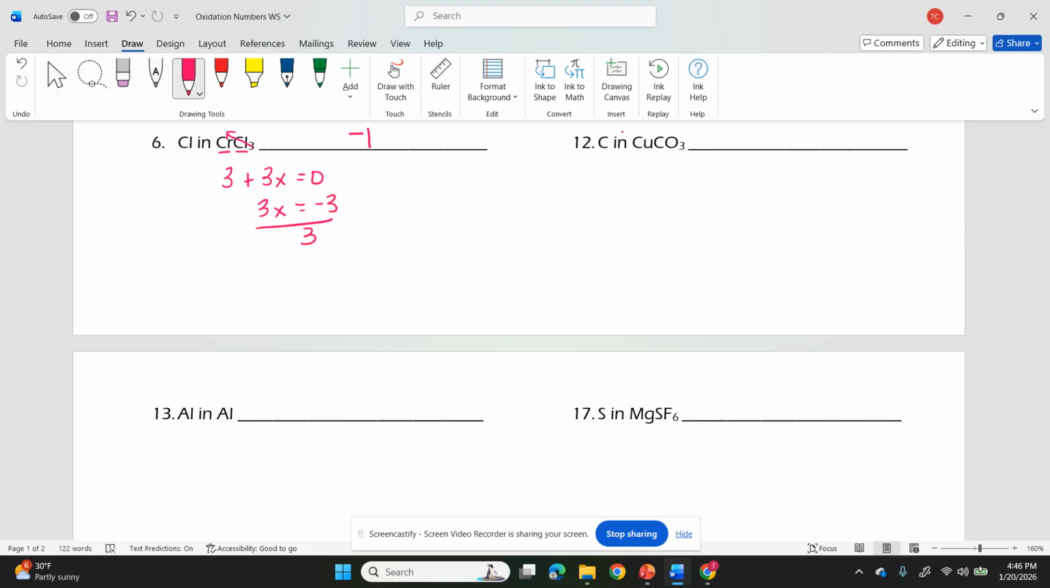For number 12, this one is a little bit special case as well. There are 2 different ways you can solve it. No matter what, you are actually going to end up with a +4. So I'm going to show you the 2 ways that you can solve it. The first way is by using the rule number 7 that says metals of the ionic compound tend to have the same oxidative number as their charge.